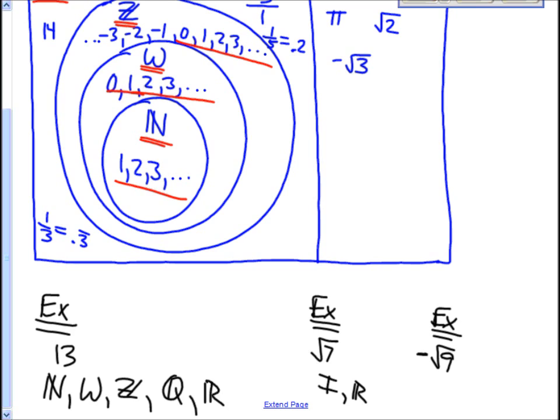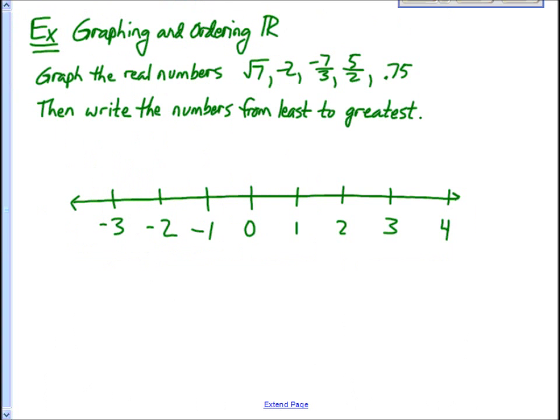Negative square root of 9, or negative 3, well, it's not a natural number. It's not a whole number, right? The first thing that it is, is an integer. And then it's a rational. Then it's a real. Okay, so that's how you could name these sets to which it belongs.